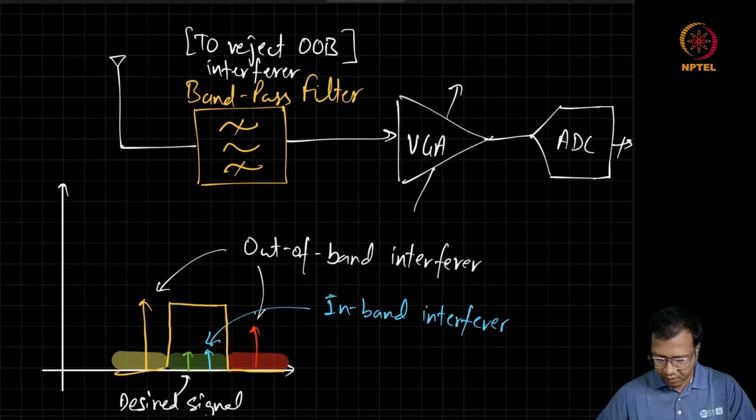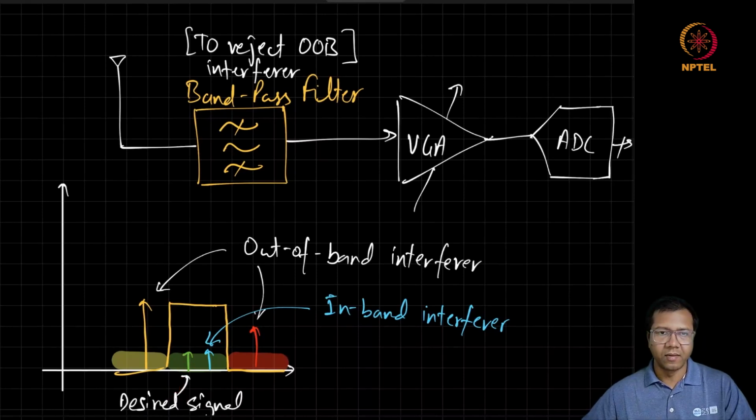The next step is to filter out the desired signal in the presence of other in-band signals, and this will be achieved with the help of a process called channel selection. And this channel selection can be performed in two ways.